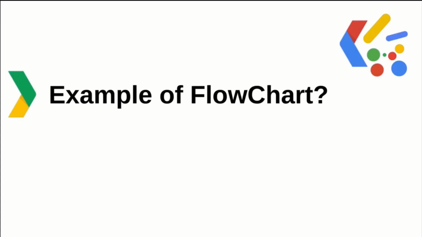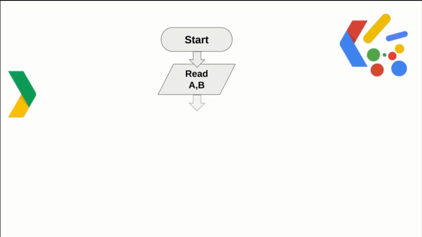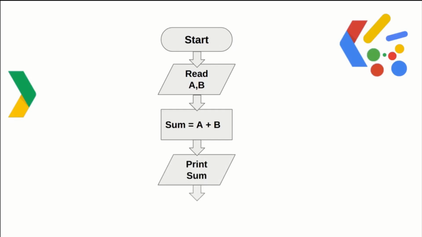Example of a flowchart? Step 1. Start. Step 2. Read input box values A, B. Step 3. Sum equals A plus B in process box. Step 4. Print sum in output box. Step 5. Stop.